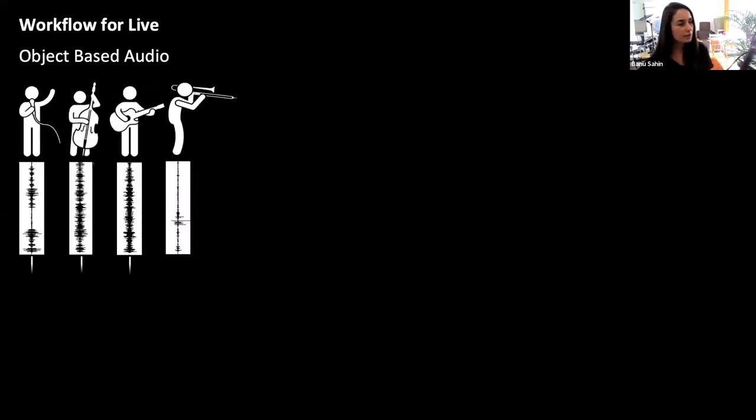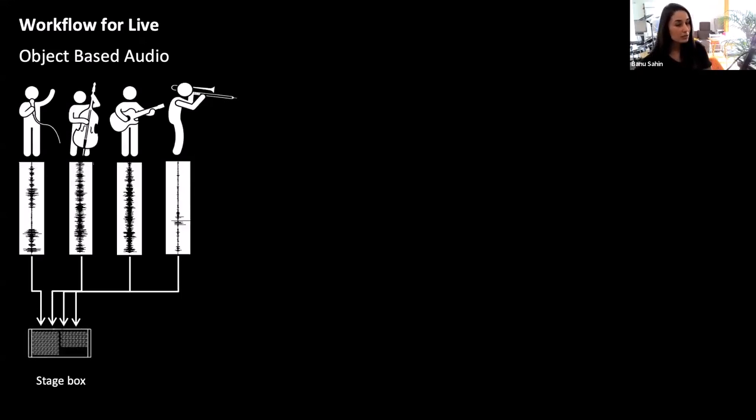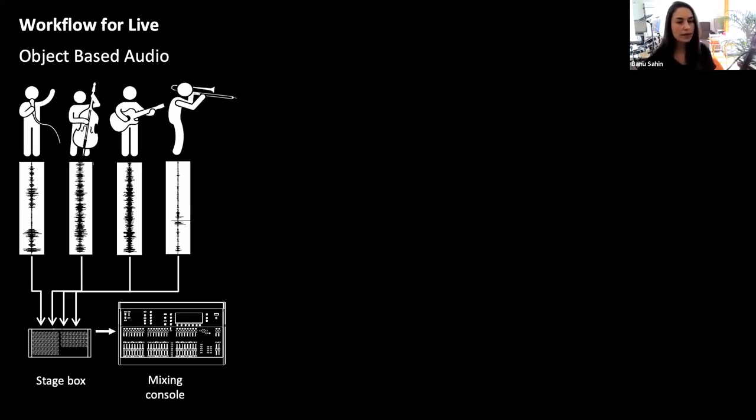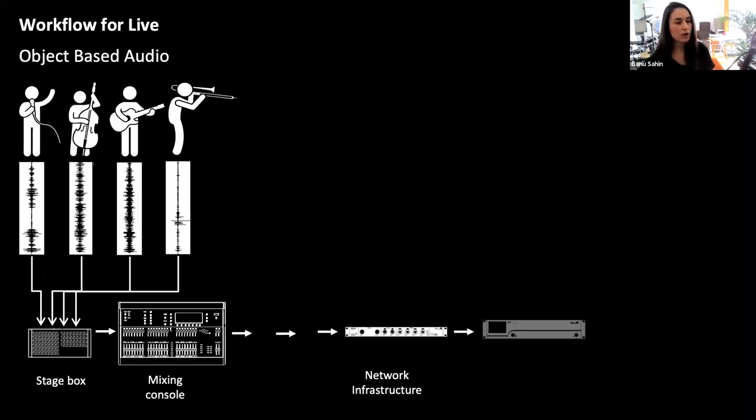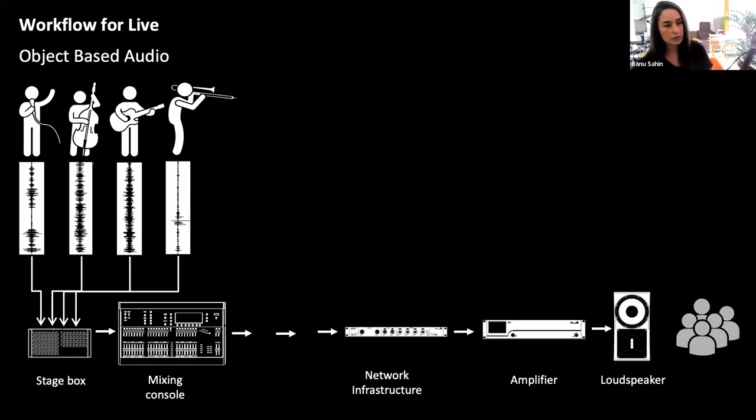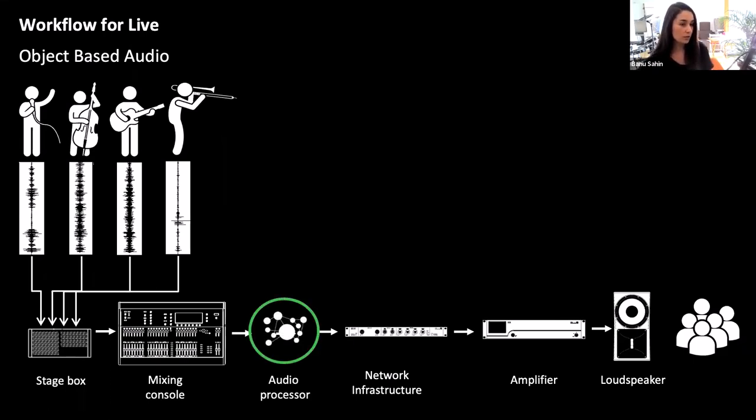Let's have a look at the object-based audio workflow here for live. And we have again our band here. We capture their signals through our stage box and then send it over to our mixing console and to our network, amplifiers, loudspeakers, and finally to ears. This was our general workflow so far for channel-based audio. For object-based audio, there is one additional element in our system. It's the audio processor, where the metadata is added to the audio signal and then mapped onto a set of loudspeakers.